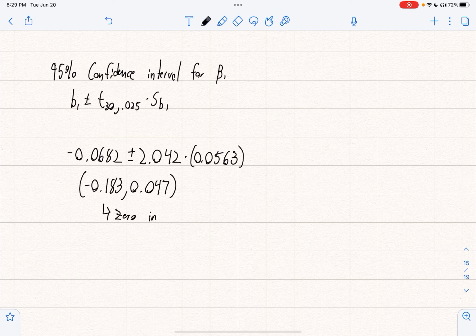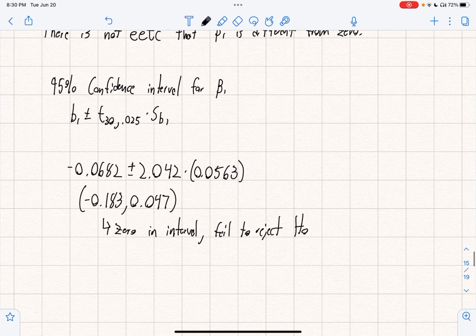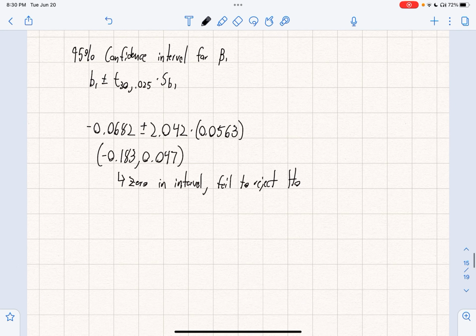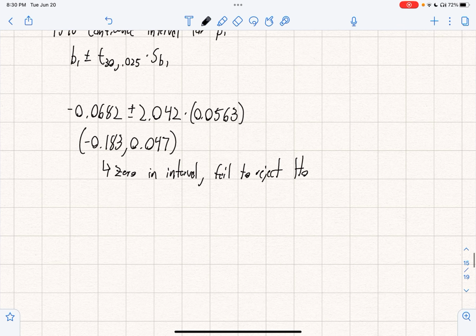So we could also just note 0 in interval, which would lead us to fail to reject H naught, because that means that we are 95% confident that 0 is the true beta coefficient. So because it's a plausible value, that would indicate that our beta 1 is not different from 0. So that concludes our running example. In the next video, we will do one more example to finish out our notes.